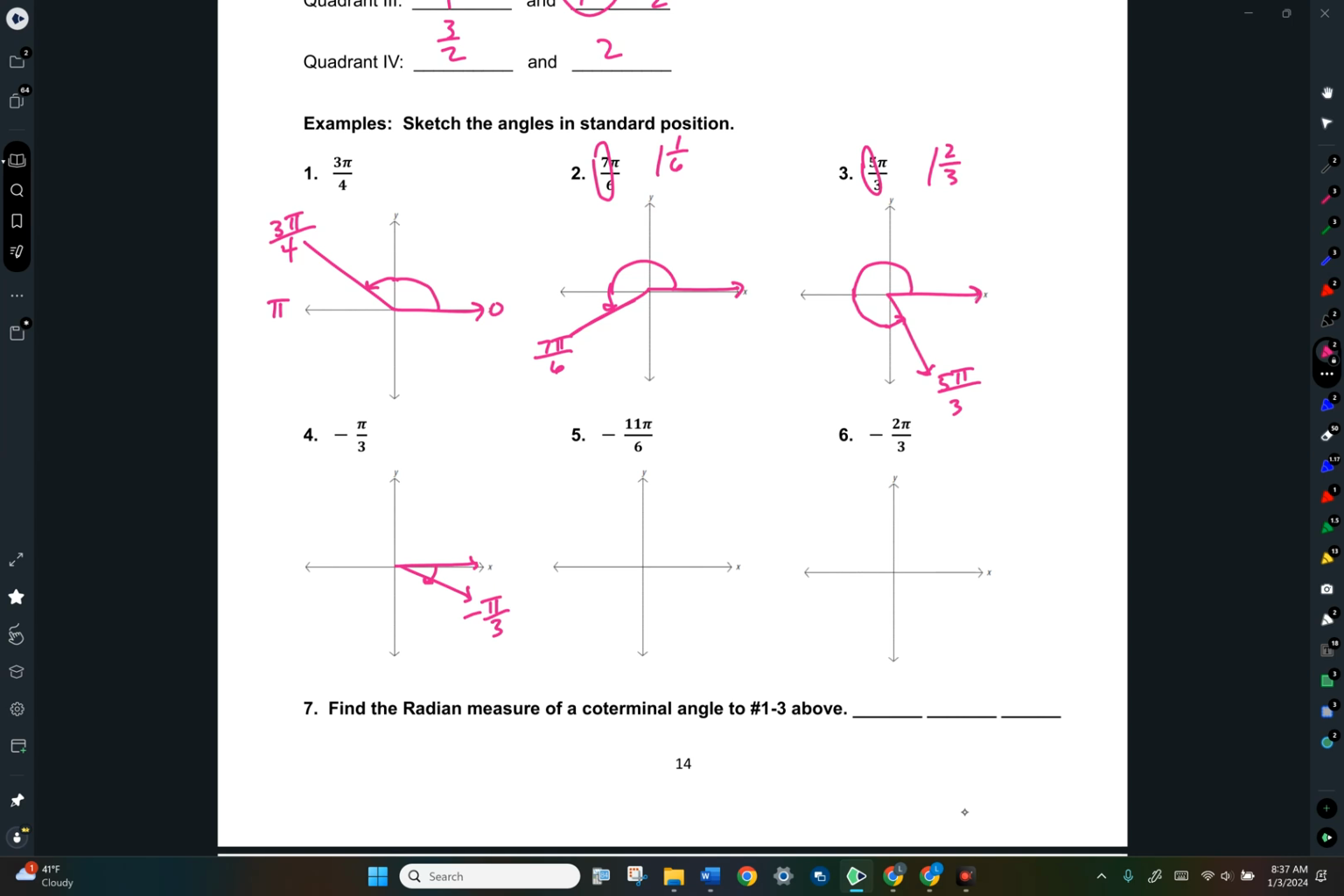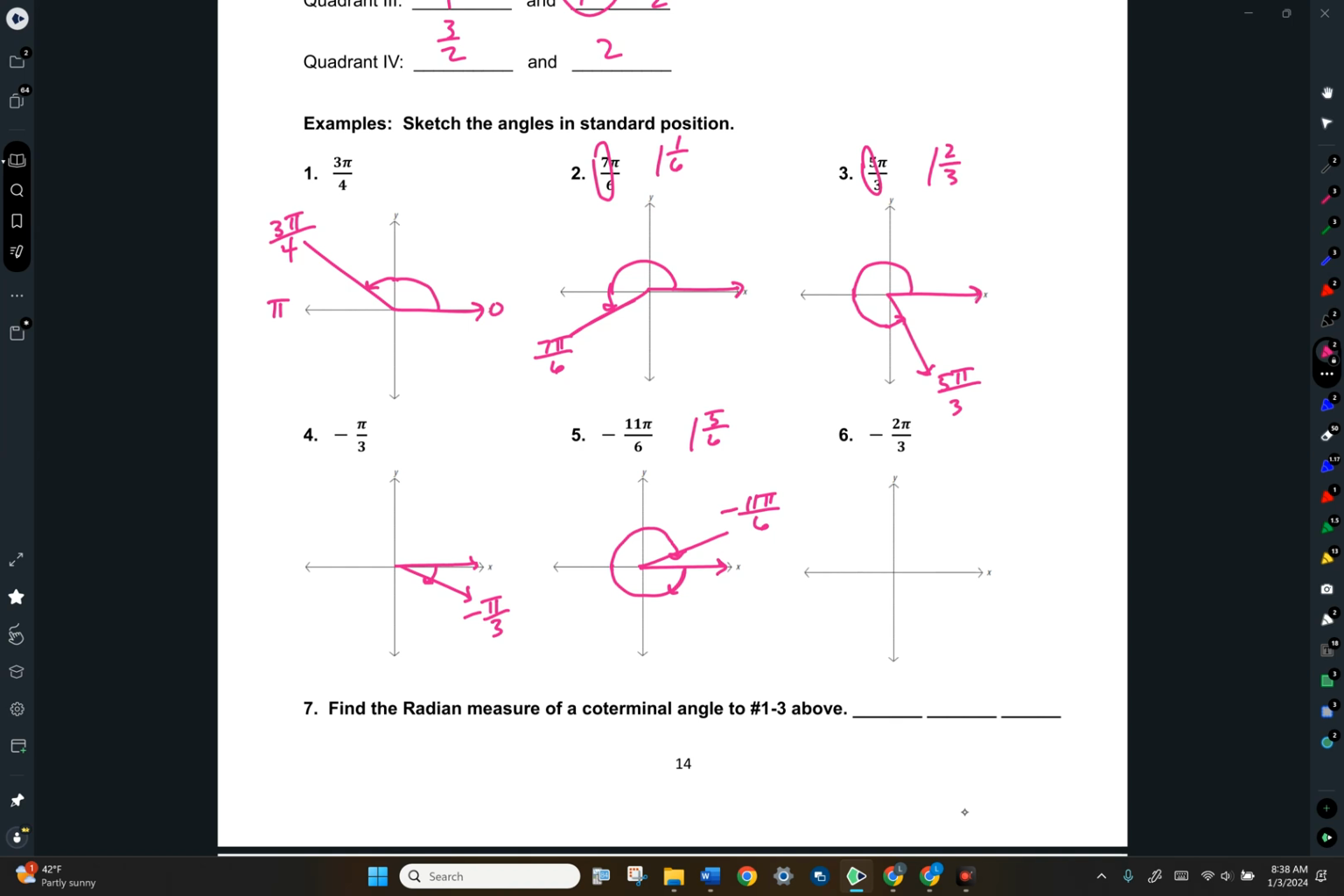Okay, negative direction. So I know I'm going this direction. 11/6 is the same as 1 5/6. Isn't that just a little less than 2? So here's 1 pi, and then 2 pi would be all the way, but I'm going to stop a little bit short, 1 5/6. So that would be negative 11 pi over 6.